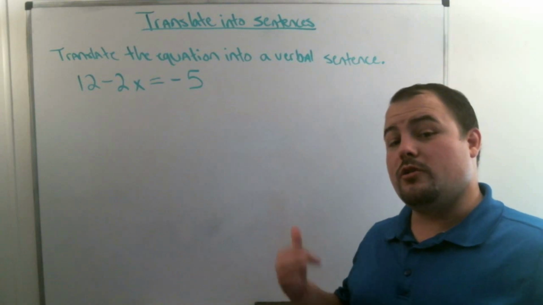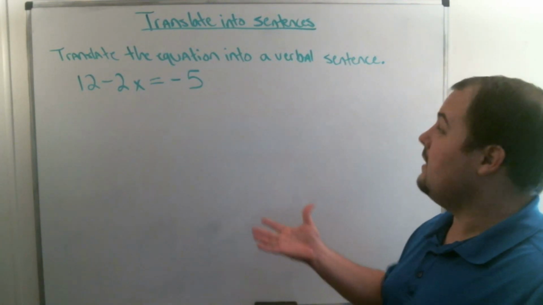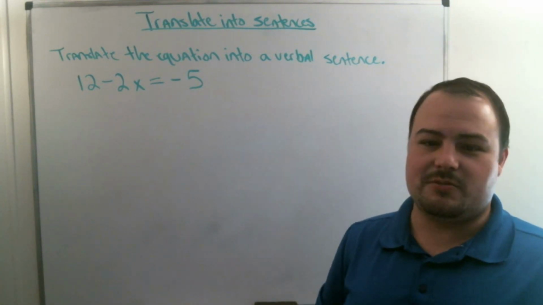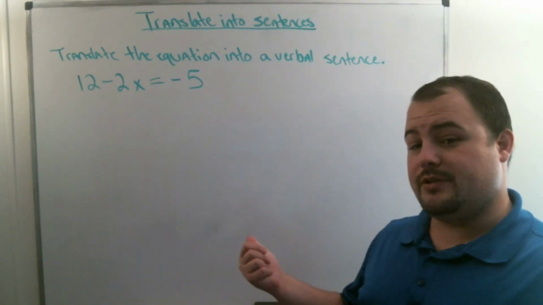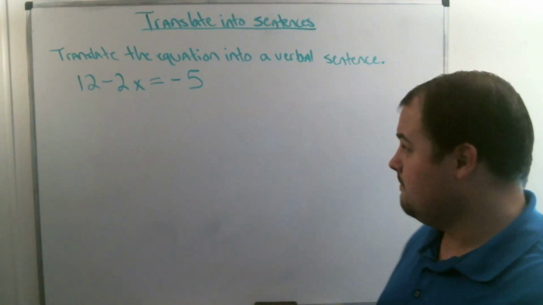So moving on. In this problem, we have to translate into sentences what we see. It says translate the equation into a verbal sentence. A verbal sentence means how you would say it. So you're actually going to write words for how you would say the sentence. Kind of like what we did, again, in Chapter 1.